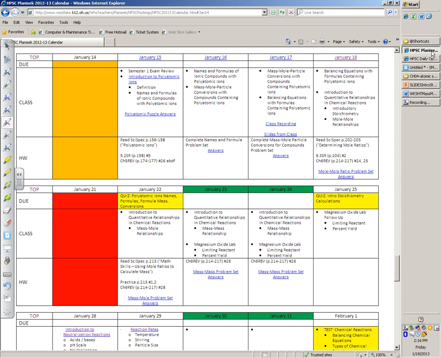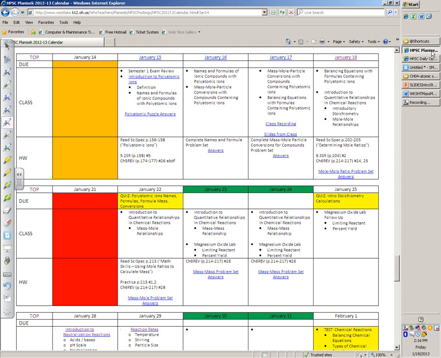Okay? Today, a little review activity dealing with formulas, names, balancing, stuff like that. Then we'll get into stoichiometry, quantitative relationships, and chemical reactions. That is our plan for today. Okay? Next week, once again, no school on Monday.